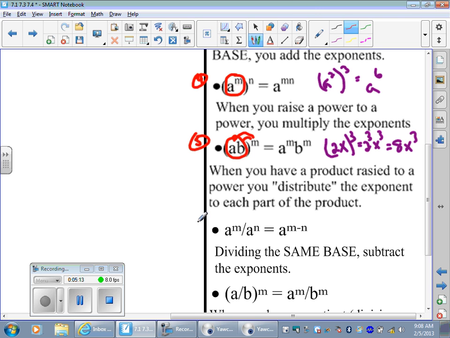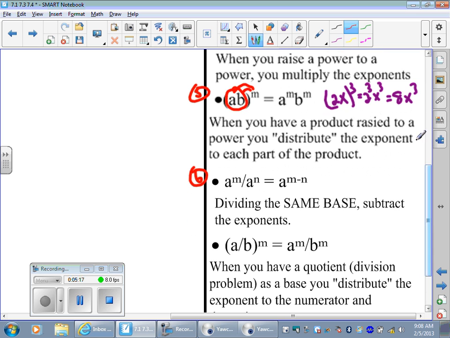All right, sixth property. When you're dividing the same base, again, it's important to recognize that this is the same base being divided. Well, you subtract the exponent. So if I had x to the fifth over x squared, well, that's going to be x cubed, because I'm subtracting the 5 minus 2.